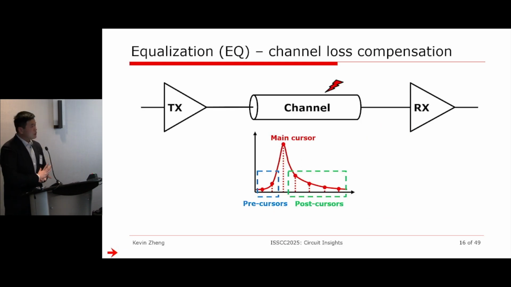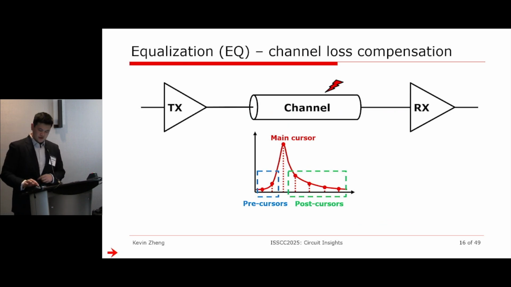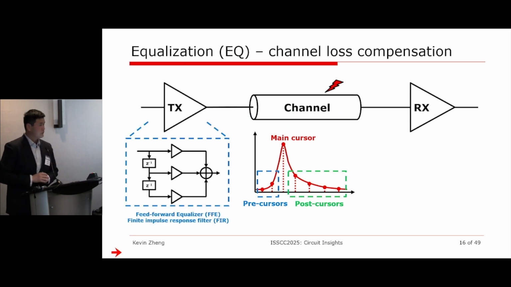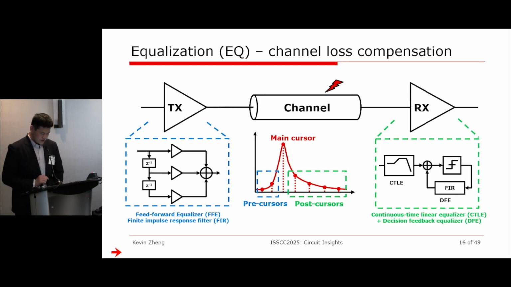So what are the circuit components that we can use to equalize the channel, right? By equalize, we typically mean we're compensating for the channel loss. For the precursor side, typically it's the transmitter's job, for reasons I will explain in later slides. We use something called a feed-forward equalizer, or FIR, okay? And then the post-cursors are normally handled by the receiver side. We use mainly 2 types of circuits. One is called a continuous time linear equalizer. The other one is called a decision feedback equalizer. We will see the fundamental operating principle for them in the next sections.